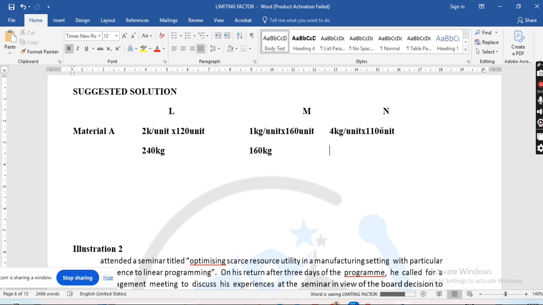440 kg. So what is the total? The total kg? That's 840 kg. So they will use 840 kg. Now, that is the required. Let me bring it down. That is the required, right? Total is the required. So this is required.